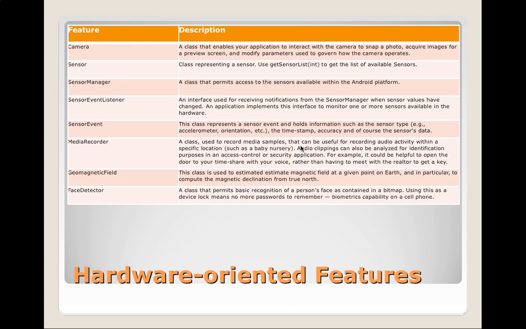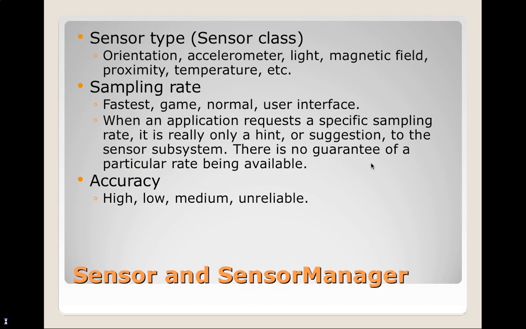Geomagnetic field, the class estimates the magnetic field at a given point on the Earth. In particular it computes a declination from the north, basically your location information. Then we have the face detector, which permits the recognition of a person's face. It contains a bitmap, and therefore you look at it, and it opens up, turn on the phone. Some of the features are supported on certain hardware, some of it's not. It's hardware-oriented features that I'm referring to.